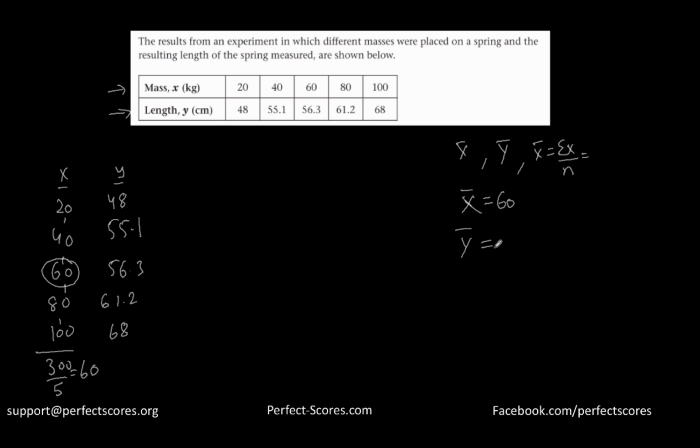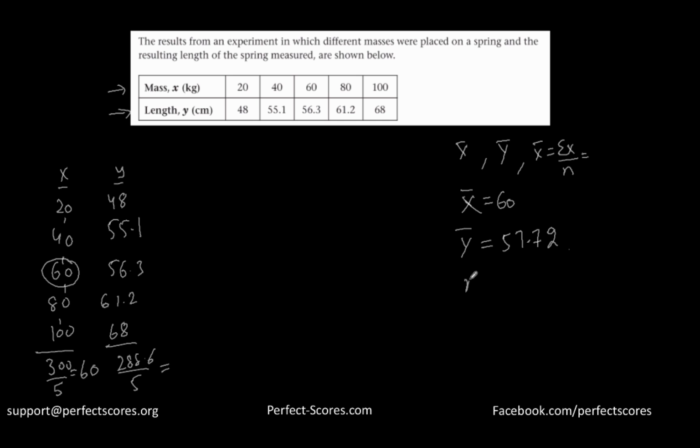Let's calculate the value of y bar. Y bar is going to be 48 plus 55.1 plus 56.3 plus 61.2 plus 68. So that's 288.6. We're going to divide that by 5 to get the value of y bar. So y bar turns out to be 57.72. All right, so x bar is this and y bar is this.